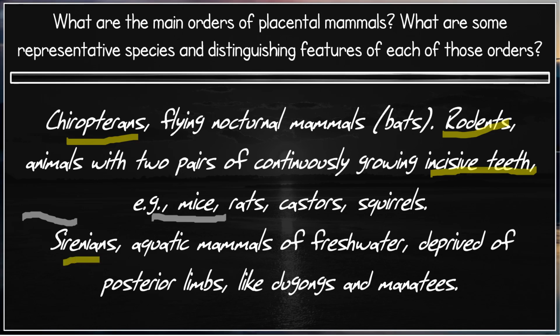We have the Sirenians, the aquatic mammals of fresh water, deprived of posterior limbs, like dugongs and manatees.